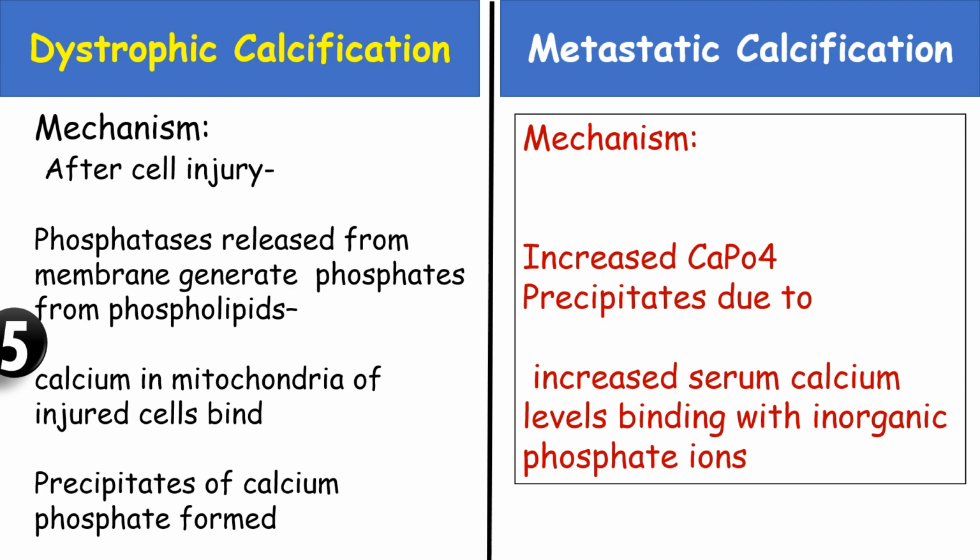Next is metastatic calcification. In this, the mechanism is there is increased calcium phosphate precipitates because of deranged metabolism. So, due to increased serum calcium levels binding with inorganic phosphate ions. This happens mostly in acidic environment.